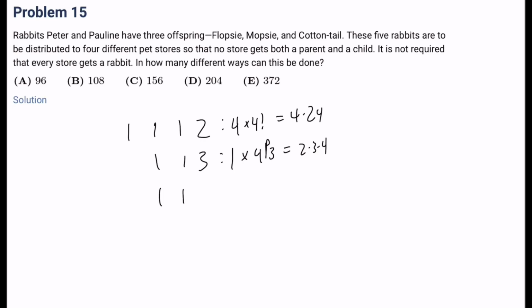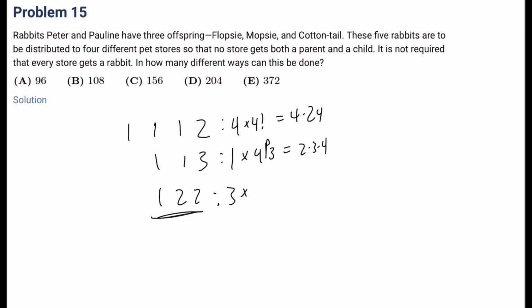And 1, 2, 2, that's also possible. Obviously, Peter and Pauline will have to be together since no store should get both a parent and a child. And so one of these should be Peter and Pauline, and the other should be two of Flopsy, Mopsy, and Cottontail, and this one is one of Flopsy, Mopsy, and Cottontail, right? And so we have to choose which one of Flopsy, Mopsy, and Cottontail would be that one, and then we will just get all the combinations. So that's just 3 possibilities.